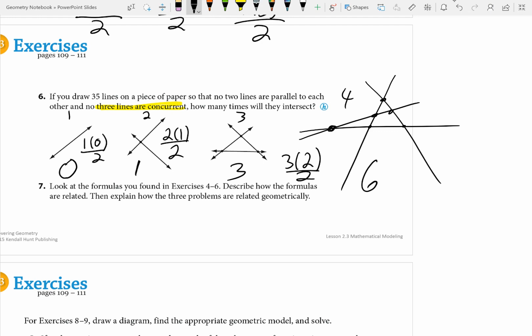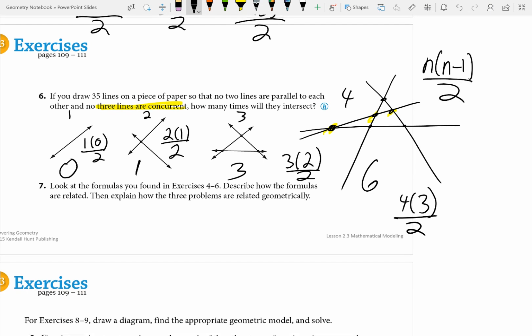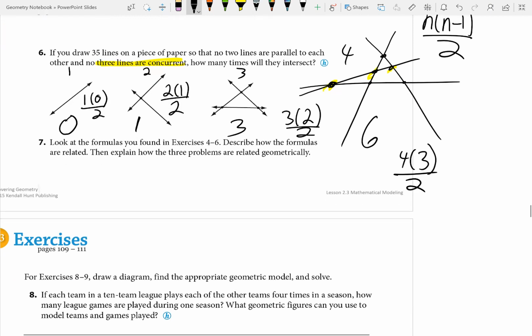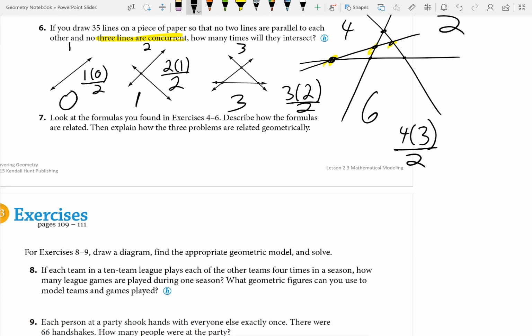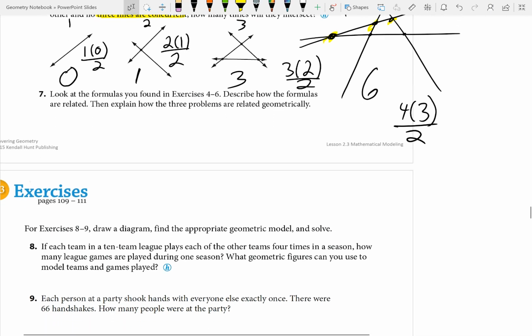I have 4 lines here. Each line intersects 3 times, right? Like, 1, 2, 3, and then divide by 2, so you don't double count. So we see it's the number of lines times 1 less than that, divide by 2, so we don't double count. Number 7. Look at the formulas you found in exercises 4 through 6.